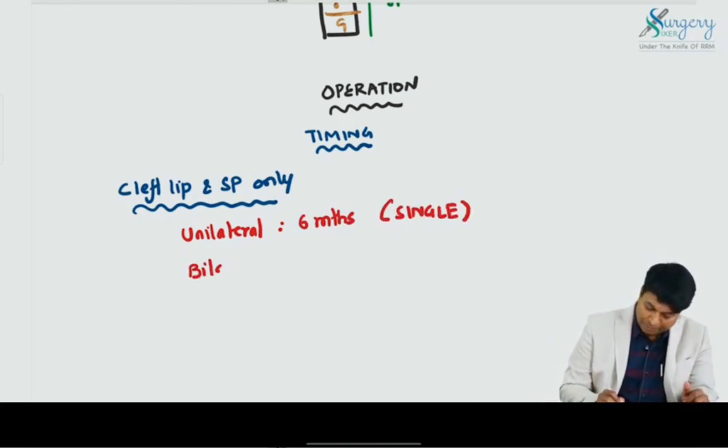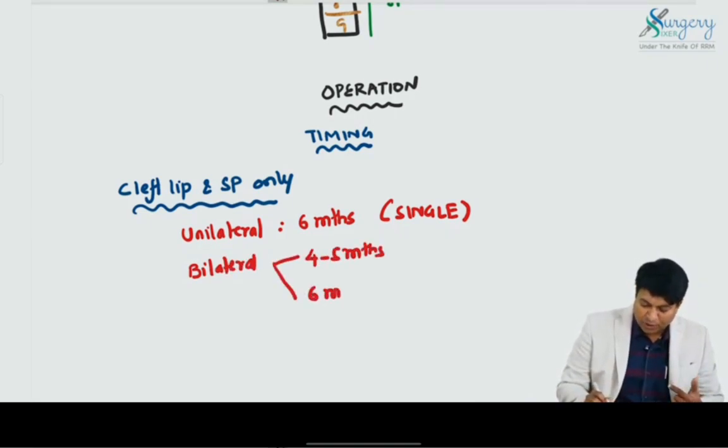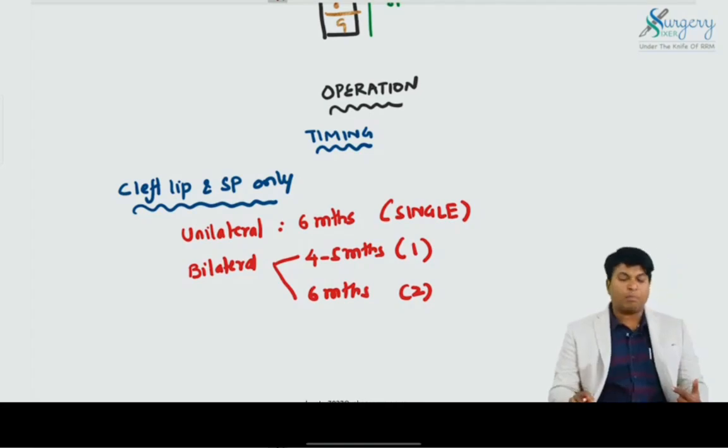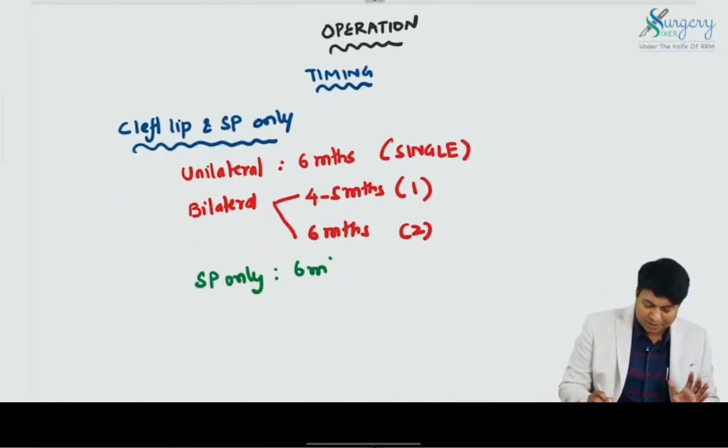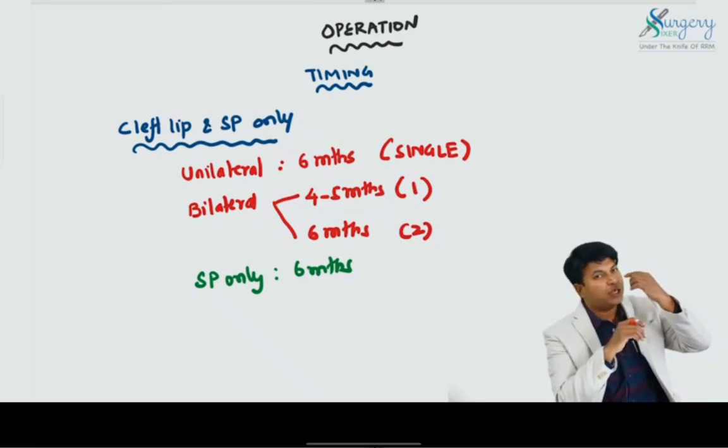If it is bilateral cleft lip and bilateral cleft soft palate, one surgery is done at 4 to 5 months on one side, and the other side we do at 6 months. So two surgeries are done for bilateral cleft lip and soft palate. If the defect is only the soft palate, we can repair it at 6 months. Please don't forget, unilateral cleft lip with soft palate, one operation at 6 months.